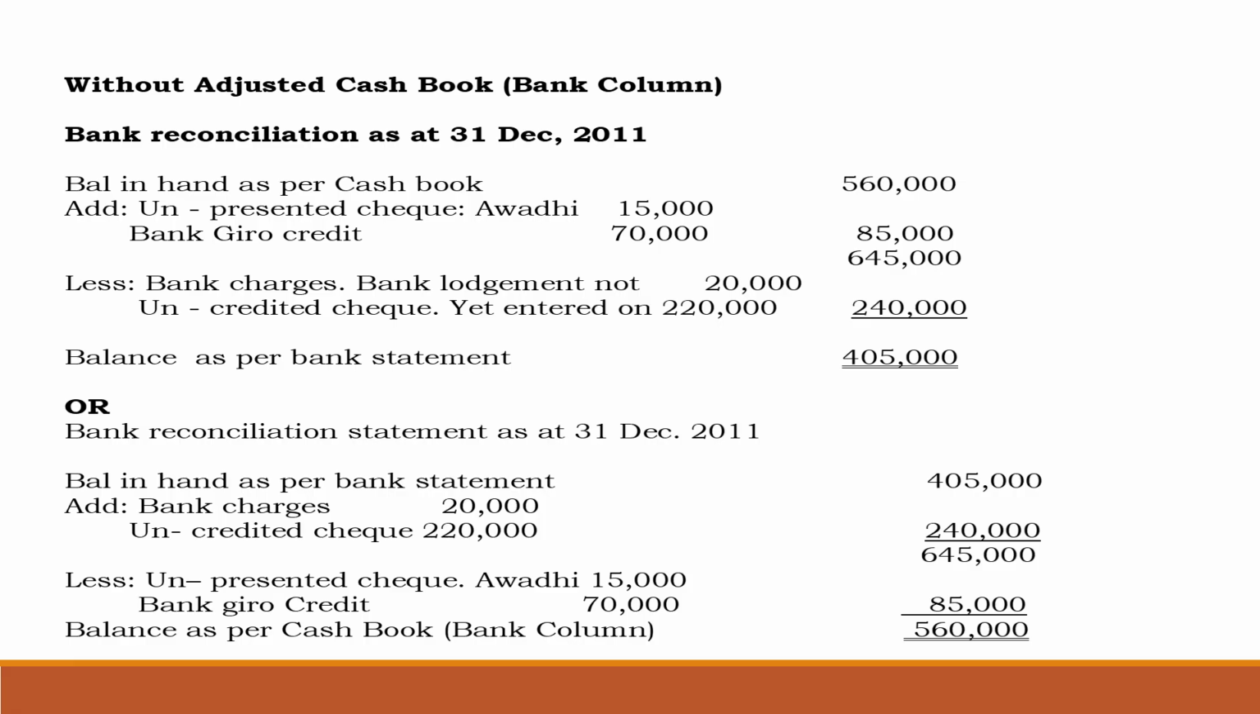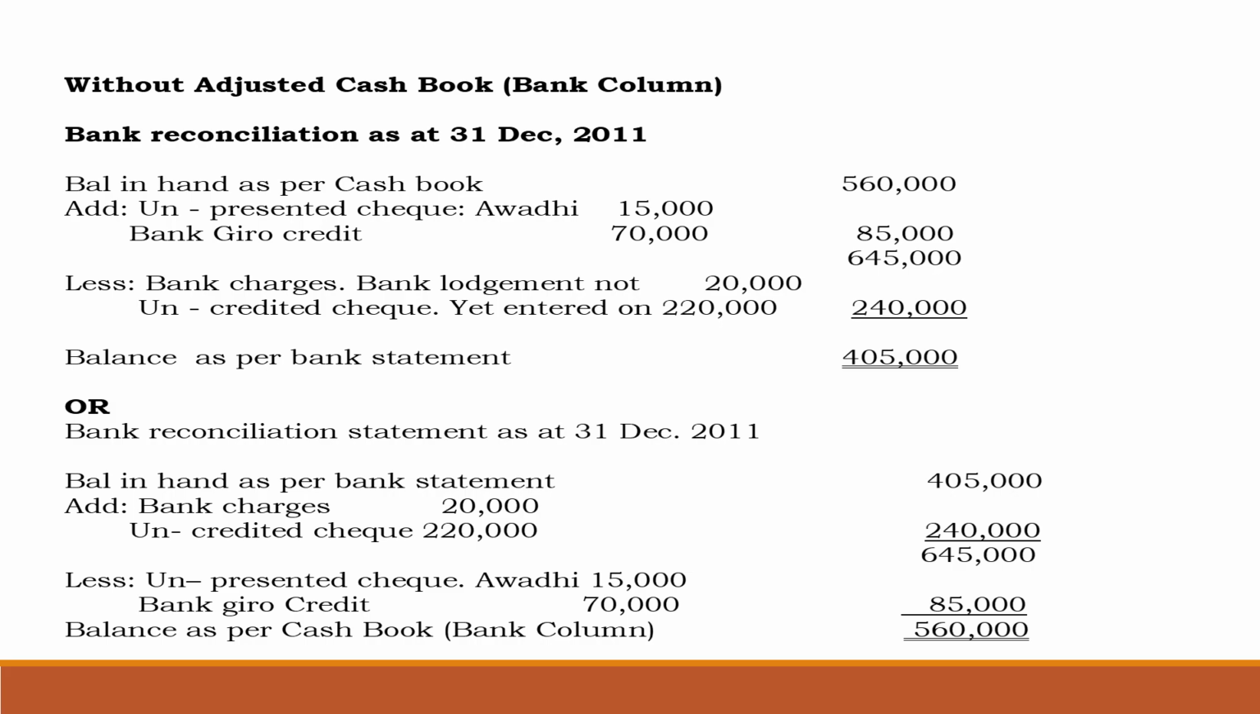If you add the 560 with 85, you get 645. Again, we less the bank charge of 20,000 and the uncredited check of 220. So this gives us 240. That is the balance as per bank statement, 405. This is number 1. Again, number 2, you may start with the balance as per bank statement.